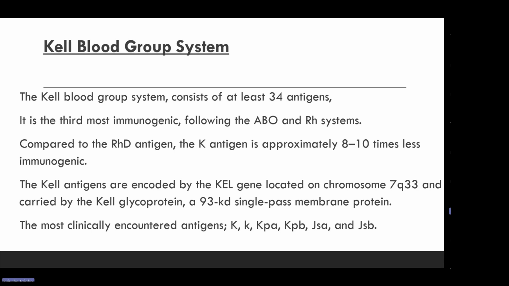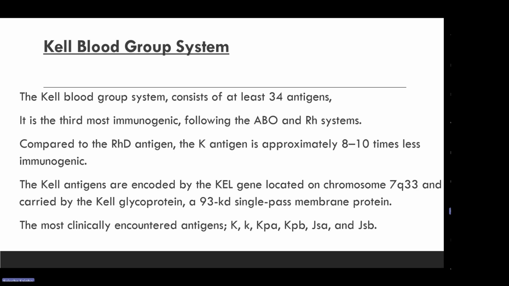So we have another blood group system called the Kell blood group system. This system has at least 34 antigens. It is the third most immunogenic following ABO and Rhesus. Compared to Rhesus antigen, the K antigen is approximately 8 to 10 times less immunogenic. The Kell antigens are encoded by the KEL gene located on chromosome 7q33 and carried by the Kell glycoprotein, a 93 kD single-pass membrane protein.